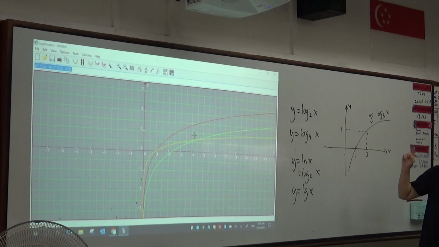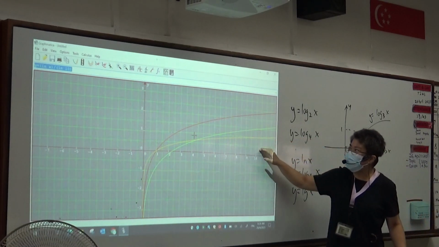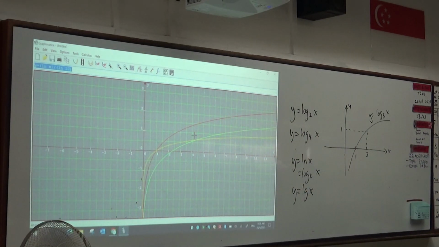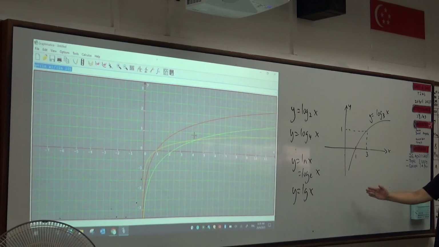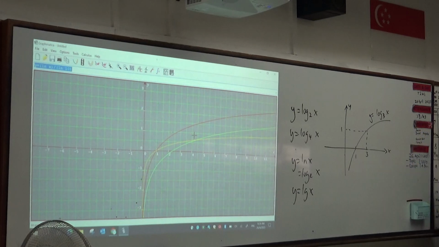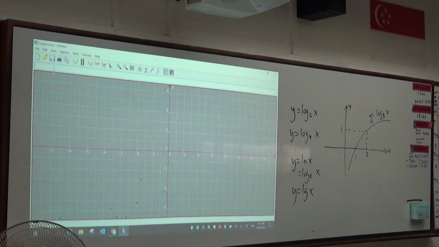Understand? Okay, now, can you see that log 10 is actually lower than your log x? Can you see it? Everybody clear? Okay, can. So, do you understand this shape now? Yes or no? Now, I'm going on to the next type of graph, which is the other way, and I'm going to show you.